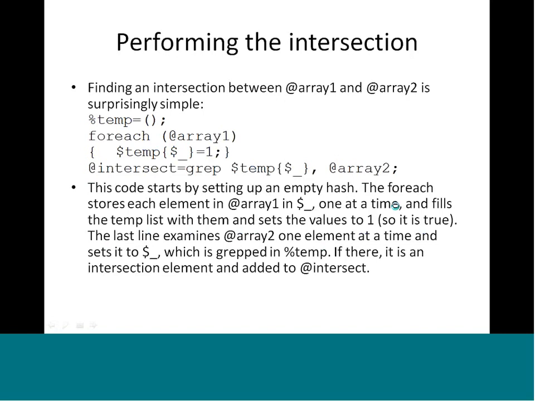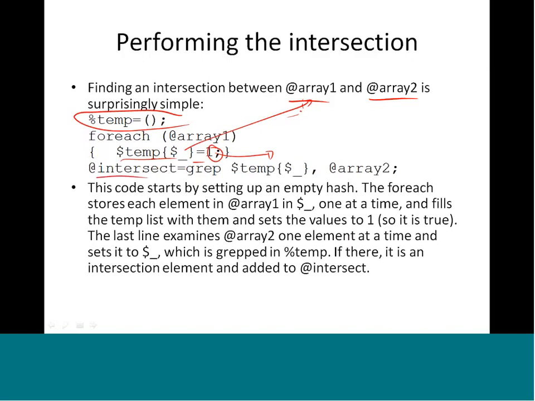Essentially, the problem here is to find the intersection between these two arrays. So here we declare another hash called temp, and then for each of the elements of the array we add the elements into the hash, with the key as the array element and the value as 1. Now the intersection is fairly simple.